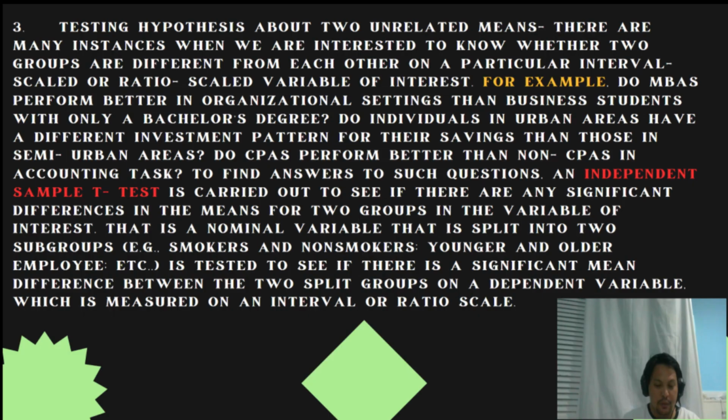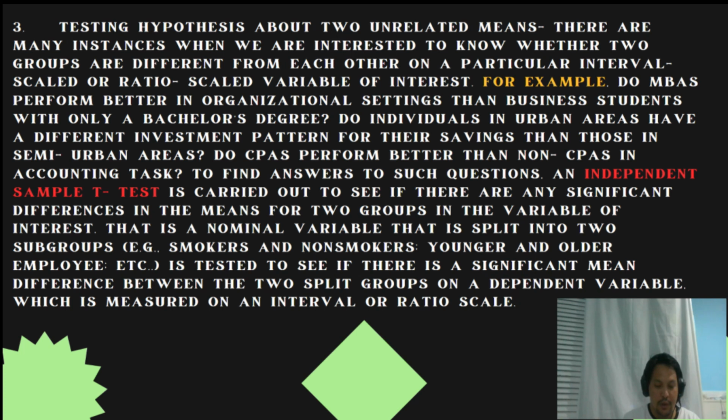Number 3, testing hypothesis about two unrelated means. There are many instances when we are interested to know whether two groups are different from each other on a particular interval scale or ratio scale variable of interest.